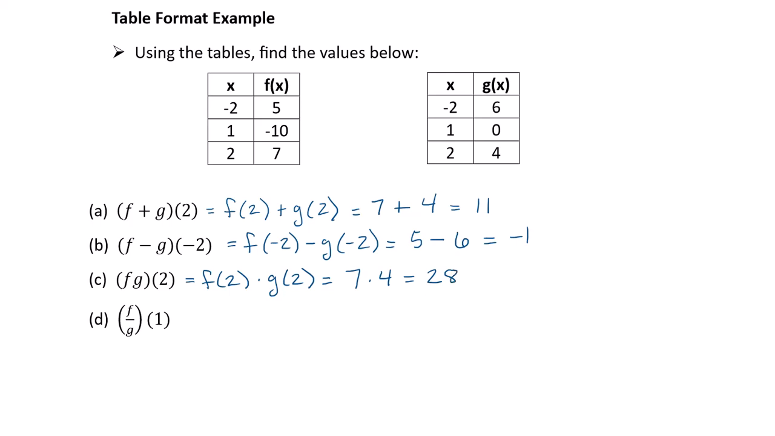F over g of 1 is defined as f of 1 divided by g of 1. F of 1 is negative 10. G of 1 is 0, which is undefined.